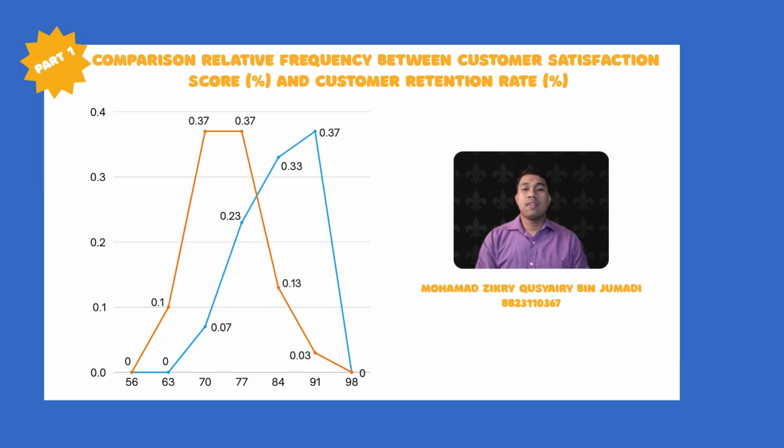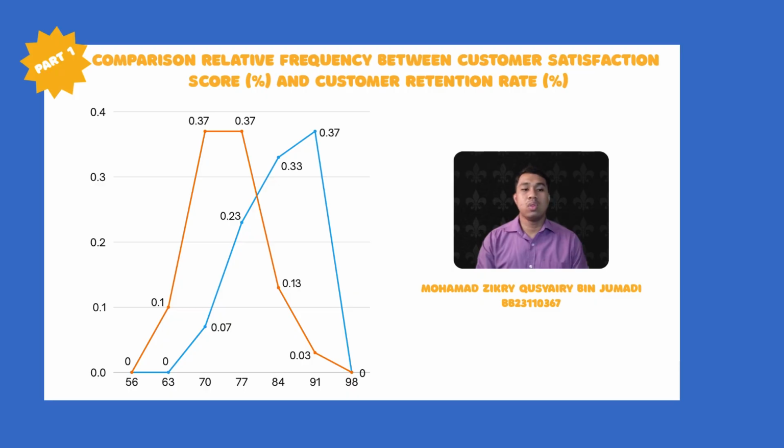BT2330367. The graph I use is a polygon graph to explain the comparison of relative frequency between customer satisfaction score, which is the blue line, and customer retention rate, which is the orange line. As you can see, the orange line, the customer retention rate, shows a fairly stable and slightly upward trend, which tells us that more customers are choosing to stay with the company over time. That is a strong sign of loyalty or perhaps successful retention strategies.